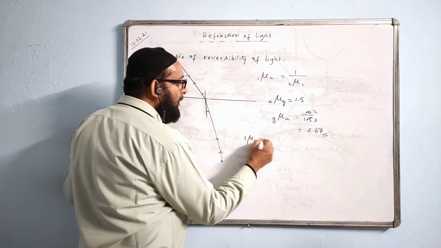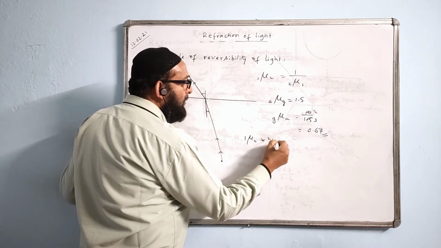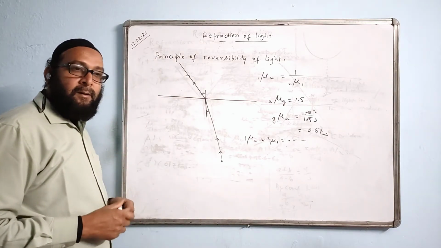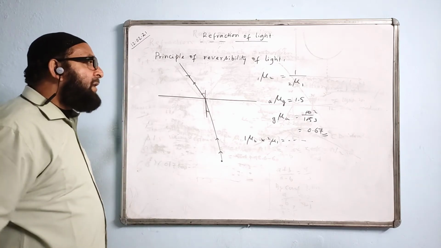1 mu 2 into 2 mu 1 is equal to how much? They are asking to fill in the blank. How much will you fill? What will you fill in the blank?